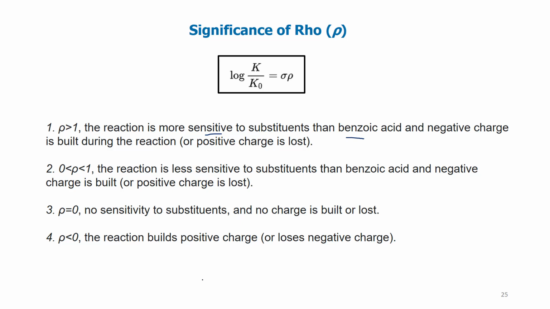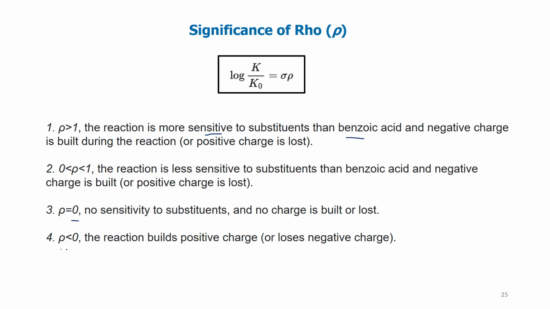Now if the rho value is 0, then there is no sensitivity to the substituent and no charge is built. If the rho value is 0, that means the substituent has no effect on your intermediate or product. That means the reaction is going somehow where no charge is generated in your intermediate or product. So that's why in that case there is no effect of substituent. I can't remember an example of this type of reaction; if I can get one, I will introduce it in the next class, because in such a reaction it is very difficult to find where there is no role of substituent.